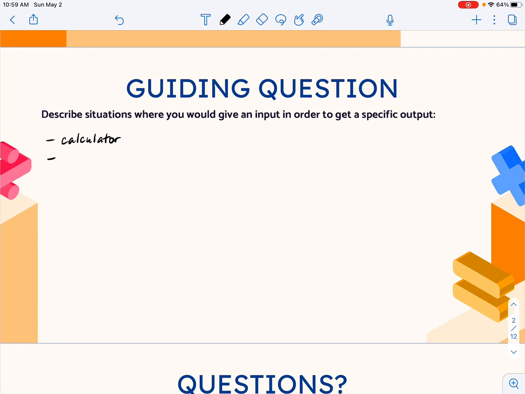You can also think of a Google search. So if you want to search something up on Google, for example, you enter in the search terms in Google to get the specific output, meaning specific websites or resources that you need. So those are two examples, again, where you're giving an input in order to get a specific output.